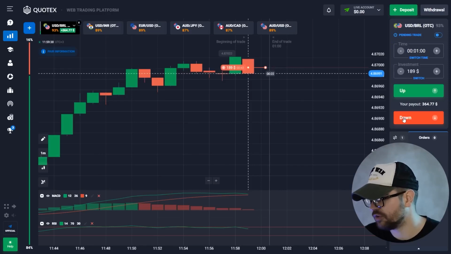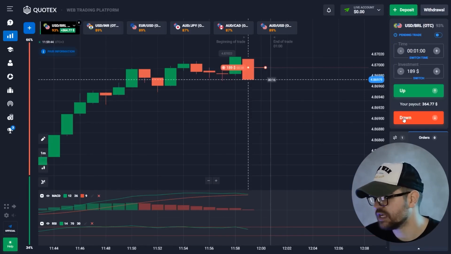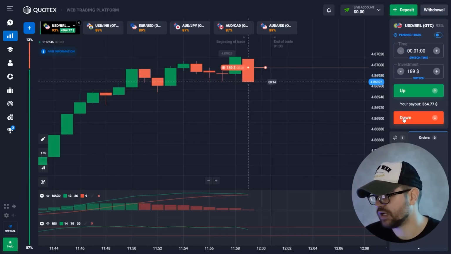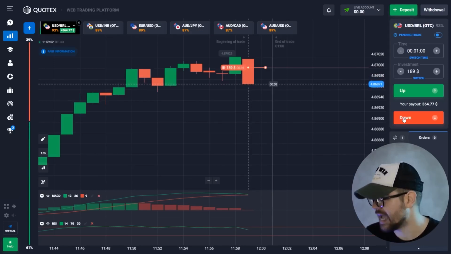overbought section of the market. Basically the price has been quite high, so this is a point where it starts to lose strength and go down basically.